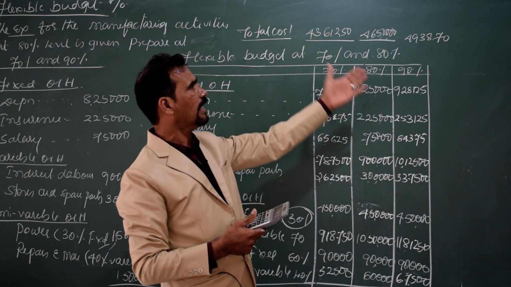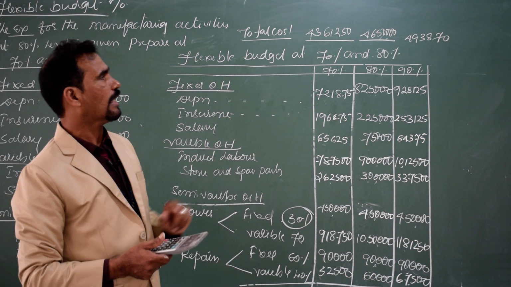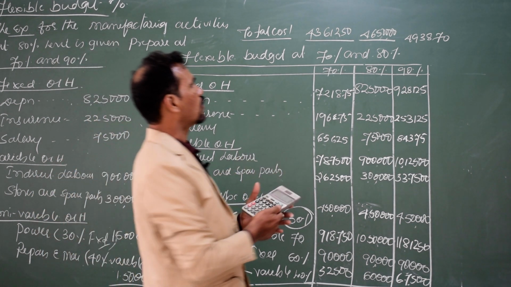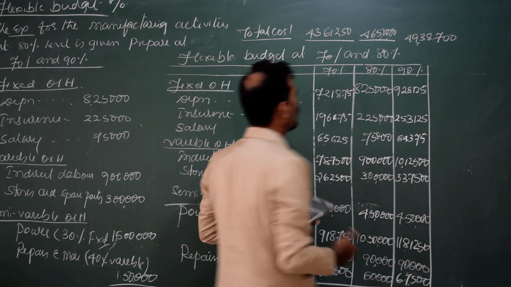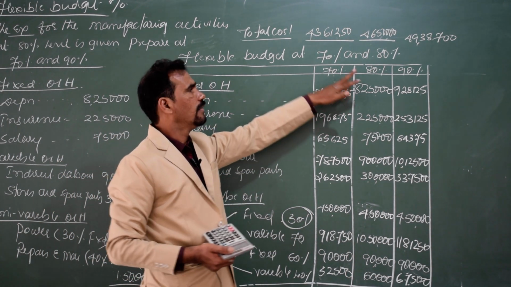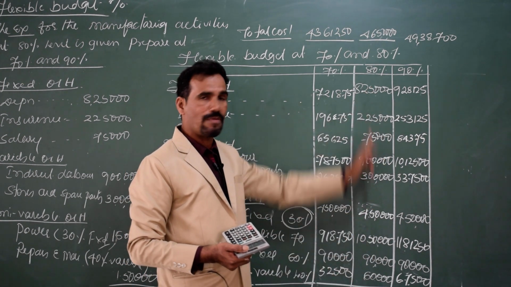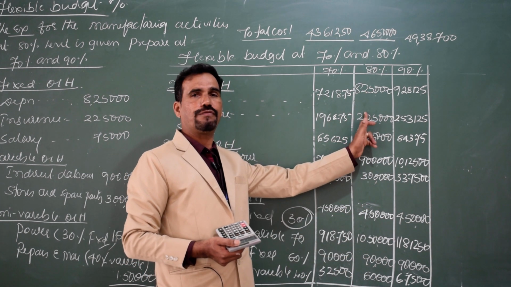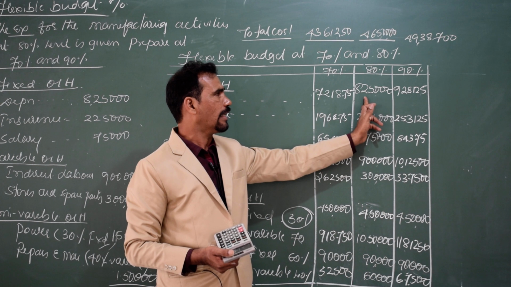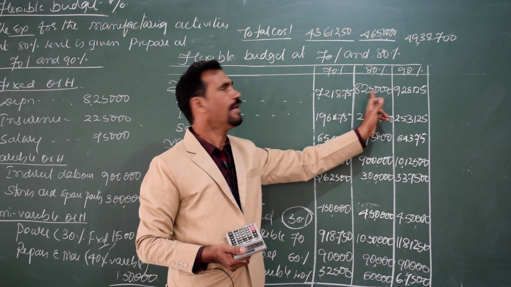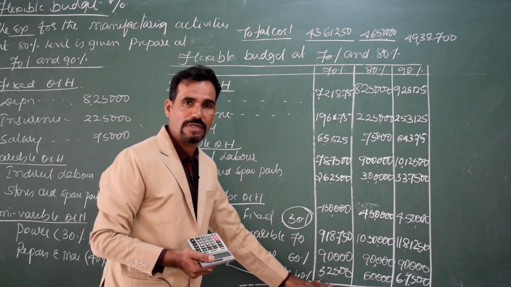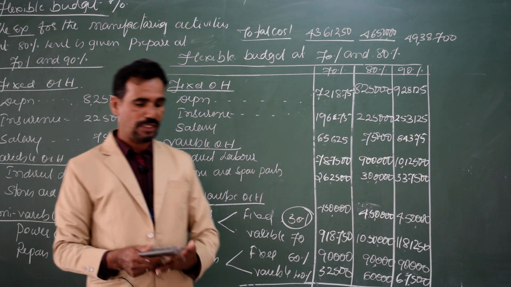Then what is the 90% capacity? 90% capacity includes 49 lakh 38,700 rupees. This is the total cost. So now, for the base level, he has given only the amount. This amount should be converted for the next level. So how are we going to convert it for the next level? 8,25,000 into 90% divided by 80%, like this only. So today you are going to prepare only the flexible budget, percentage based. Thank you very much.